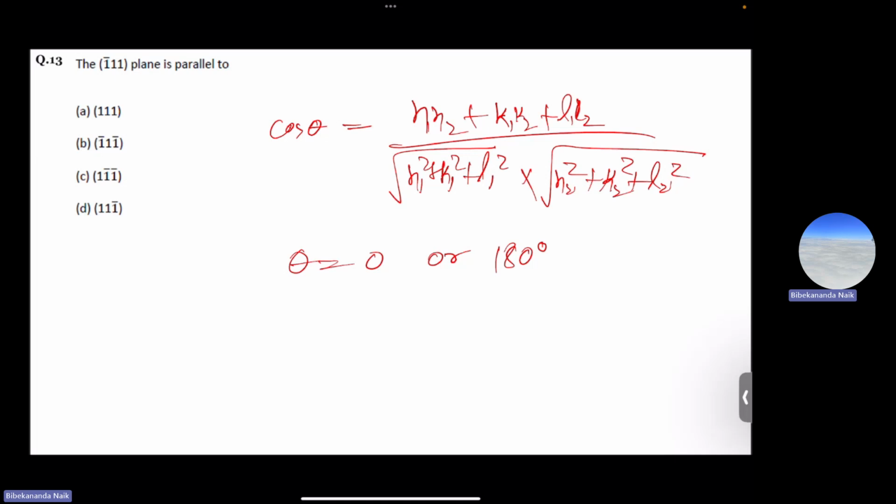Since it is 1 for each component, whether it is -1 or 1, the square will be 1 only. So the denominator will be root 3 into root 3, which will be 3. In the numerator, cos 0 is 1 and cos 180 is -1. So we need either 3 or -3.